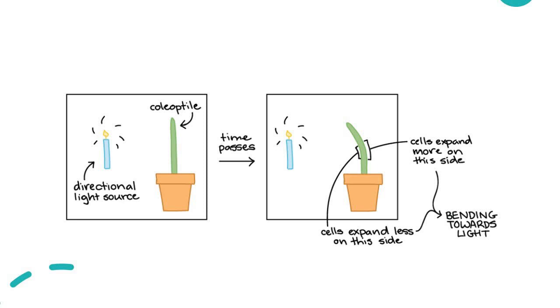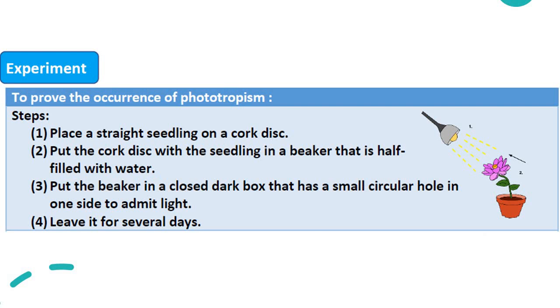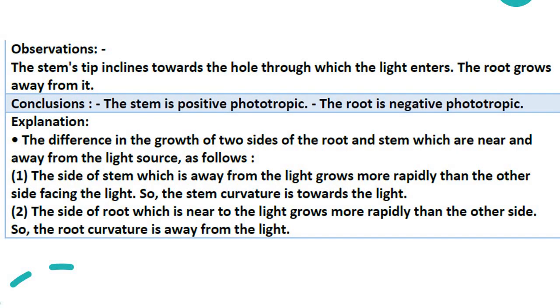Look here, the plant has a coleoptile part which contains auxins, and auxin is a chemical substance that affects the growth of the plant directed to the light. Here the experiment proved what? It proved the difference in the growth of the two sides of the root and stem, near and away from the light. The side of the stem that's away from the light grows more rapidly than the side facing the light. That means the stem curvature is towards the light. The side of the root which is near to the light grows more rapidly than the other side. So the root curvature is away from the light.